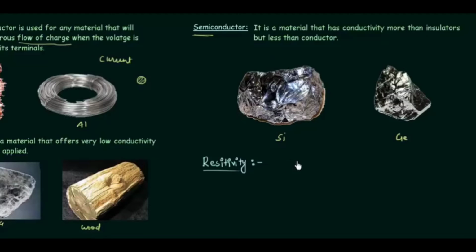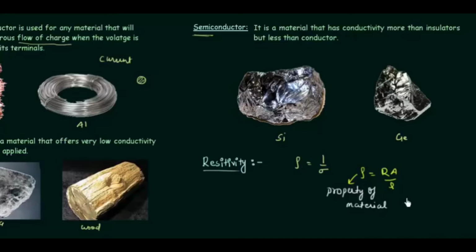It is represented by rho, and it is the reciprocal of the conductivity. Sigma is the conductivity and rho is the resistivity. And in terms of resistance, we can write resistivity as rho equals to RA by L, where A is the area of cross section and L is the length of the wire whose resistivity we are measuring. And it is the property of the material, and for every material it is fixed.